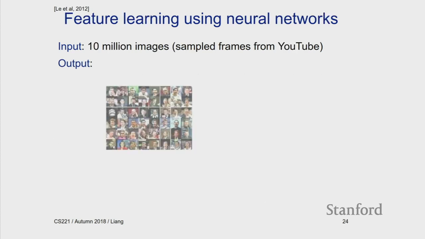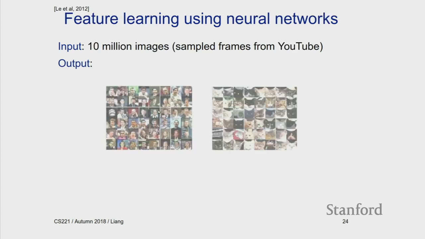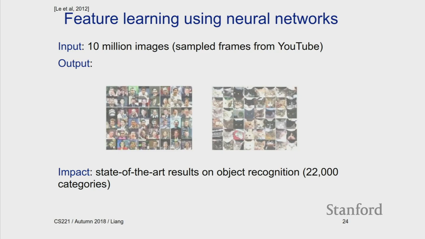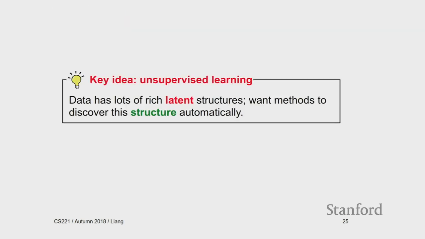So here's another example from images. If you take a huge number of images, which are frames from YouTube, you get pictures of people, faces, which are popular because people like looking at people. You also get pictures of cats because people like looking at cats as well on YouTube. And this was, at the time, really important for getting state-of-the-art object recognition performance.